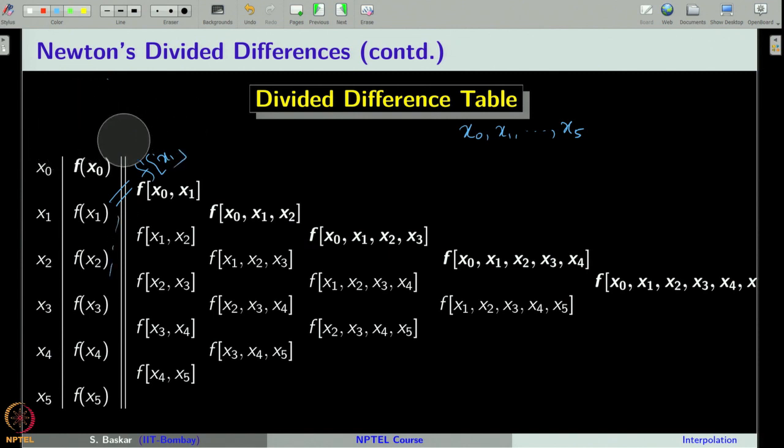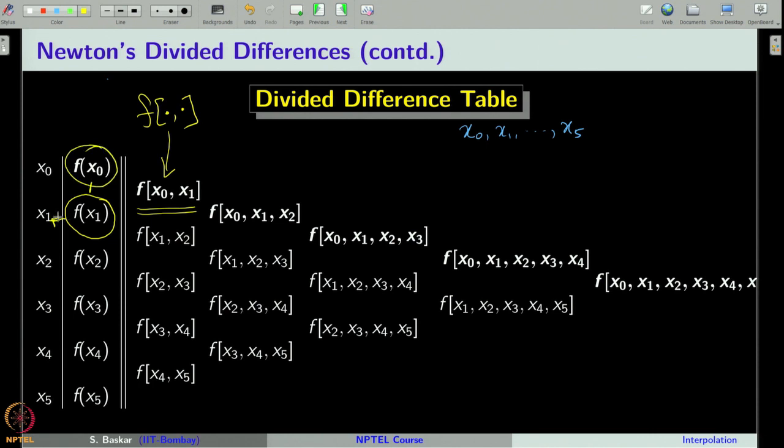Therefore, this second column is the 0th order divided difference, the third column is the first order divided difference, where the first term is obtained by taking the difference f of x 1 minus f of x naught divided by x 1 minus x naught. You can go back and look at the formula that we have just derived and see how to find this value. You can immediately see that its formula is nothing but f of x 1 minus f of x naught divided by x 1 minus x naught. Once you compute this, you have to write that value in between these two values. So, that is the format of the central divided difference table.